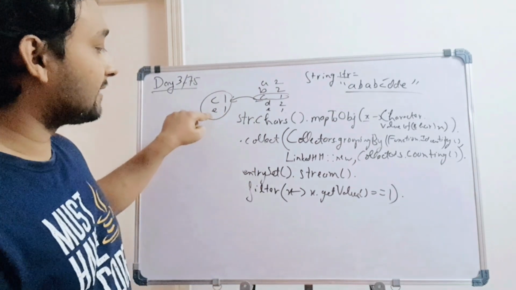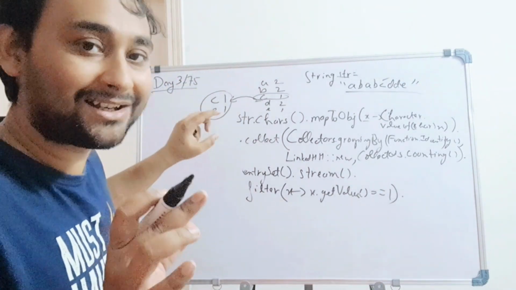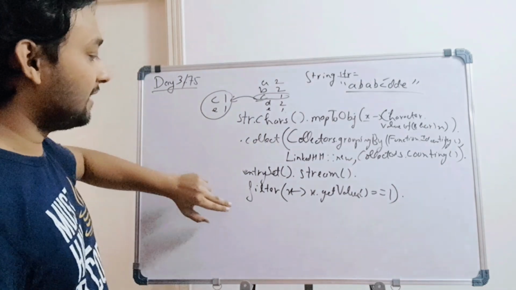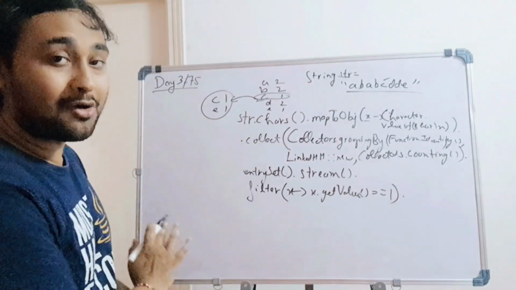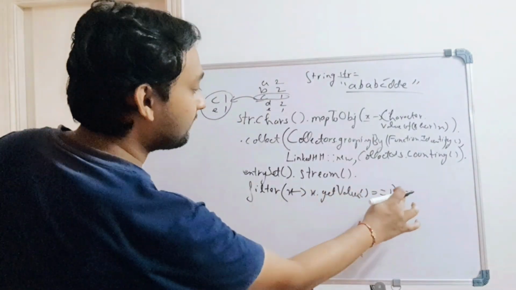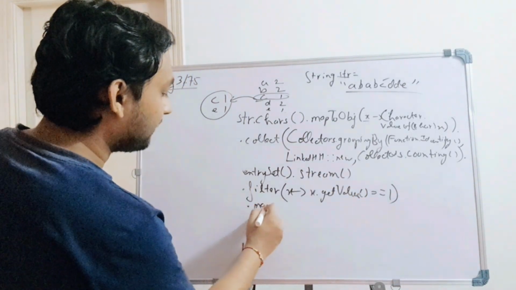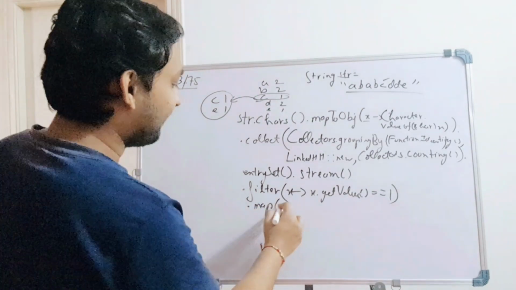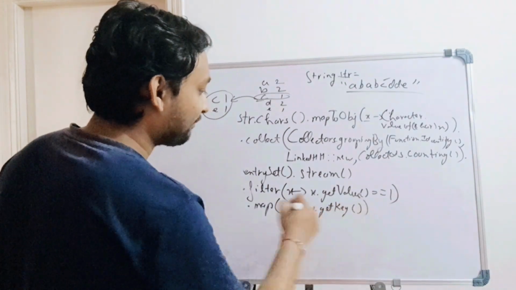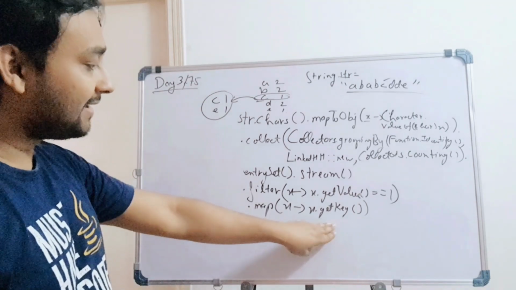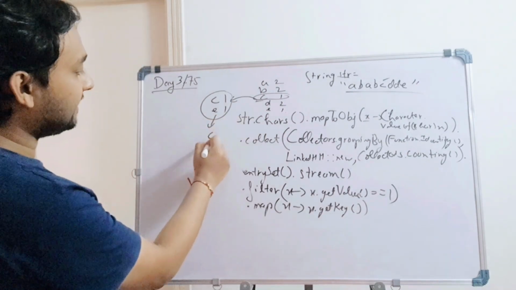But I don't want this. I want only C and E. I don't want their count, because I just want to print which character is first non-repeating, right? So I just want the characters. So how to omit all the counts? I have to make use of the map method. With the help of the map method I can get only keys. So I am removing the forEach over here and writing .map. What will I write here? Tell me. I will write .map(x -> x.getKey()). I am directly taking the key here. So if I directly take the key, what will be my output after this? It will become C and E.